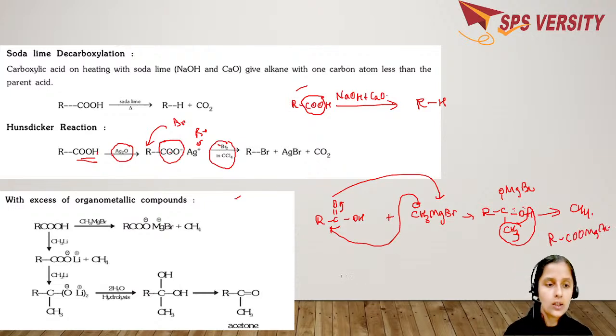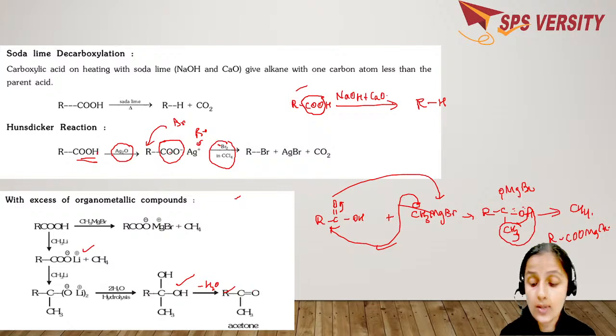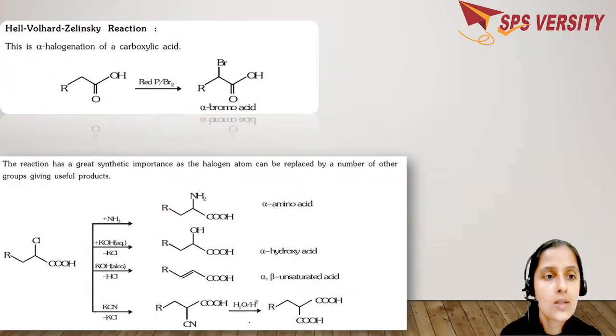If you're going to treat it with methyl lithium, then you're going to get the corresponding lithium salt of carboxylic acid, which then reacts with one more molecule, and then on hydrolysis this is going to give the vicinal diol, which is unstable, which is going to lose a water molecule, and this gives a ketone. This is a very important reaction.